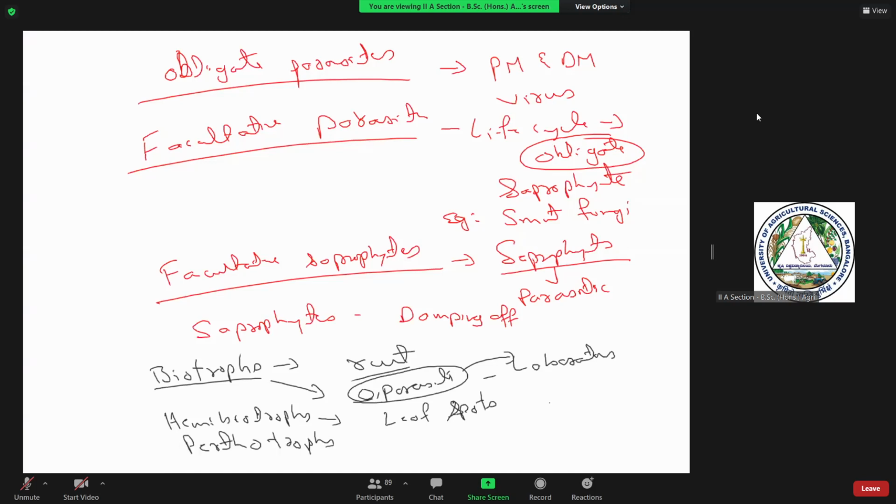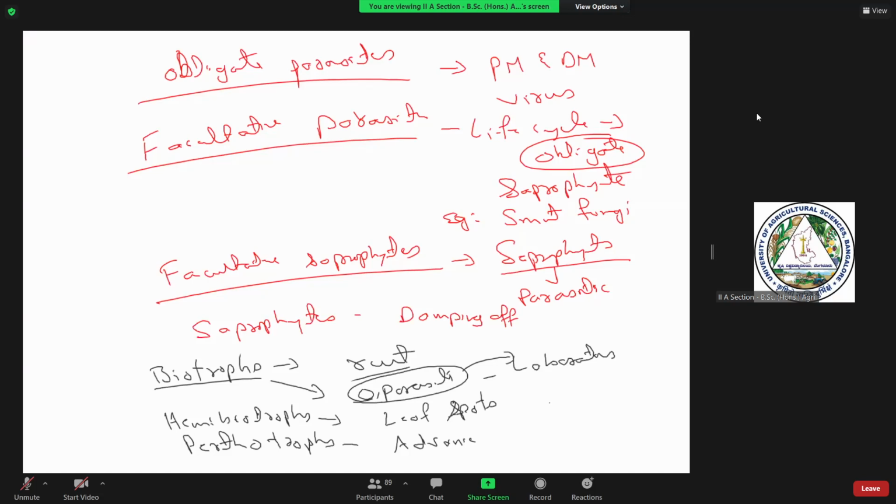The perthotrophs. These are the organisms that kill the tissue in advance. That is, these pathogens kill the tissue in advance before the penetration, and then they survive like saprophytes. Then they survive as saprophytes. This is basically what we call the perthotrophs.